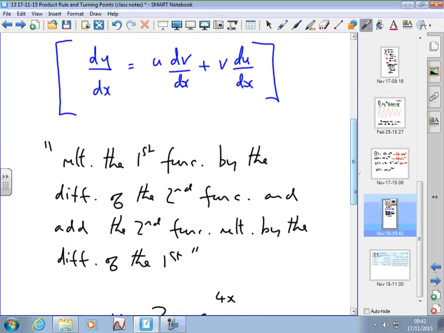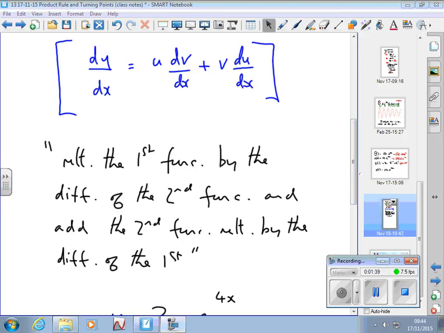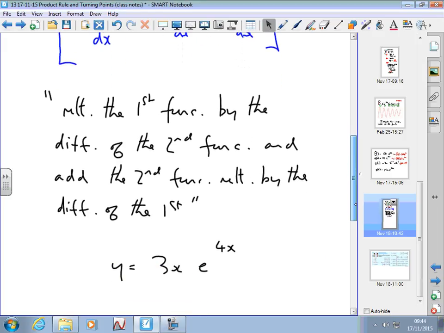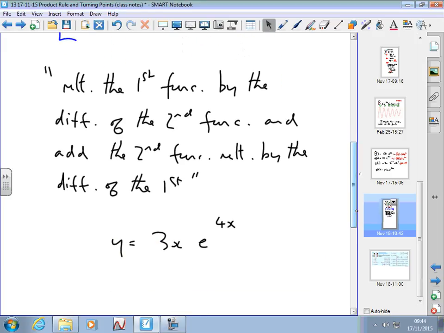We effectively multiply the first function by the differential of the second function and then add the second function multiplied by the differential of the first. So I often think about it like that when I'm actually applying it. I don't think of this, dy by dx equals u dv dx plus v du dx. I think of this. Multiply the first function by the differential of the second and add the second function multiplied by the differential of the first. So we do differentiate, we just differentiate each bit separately.